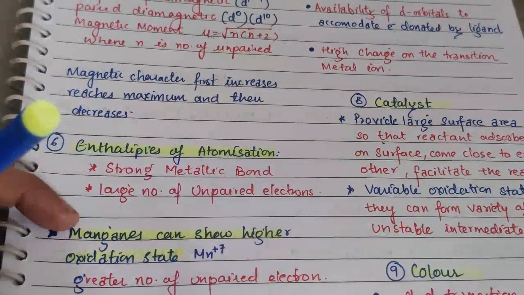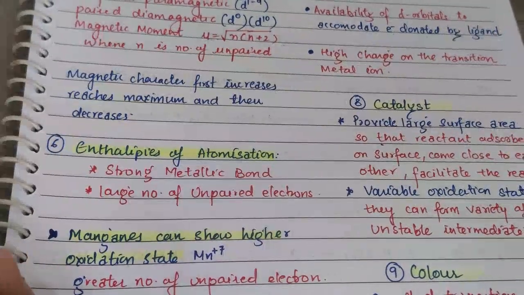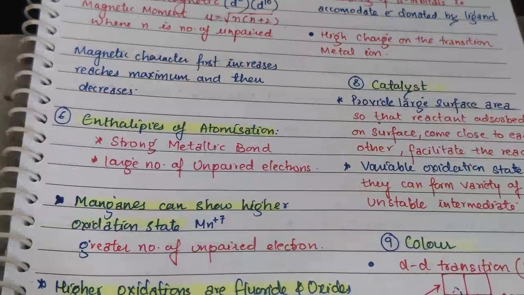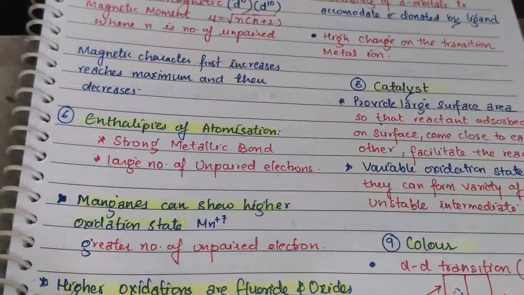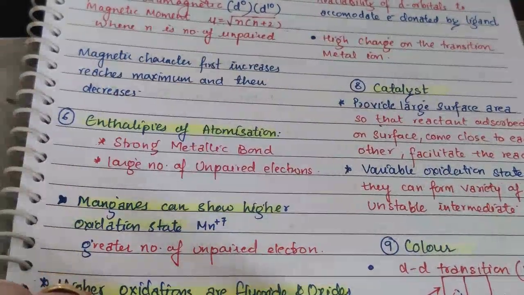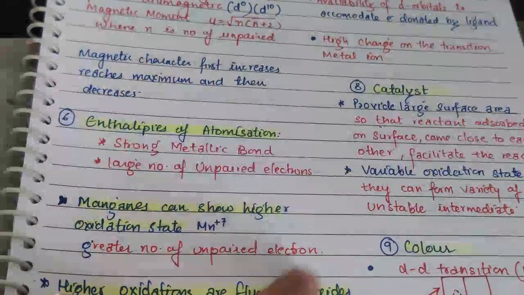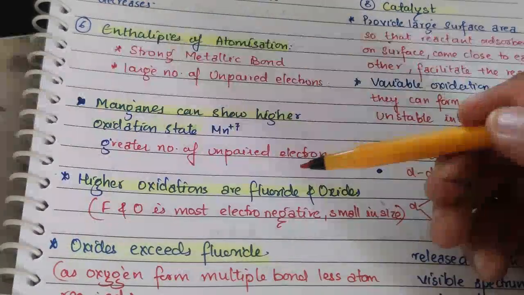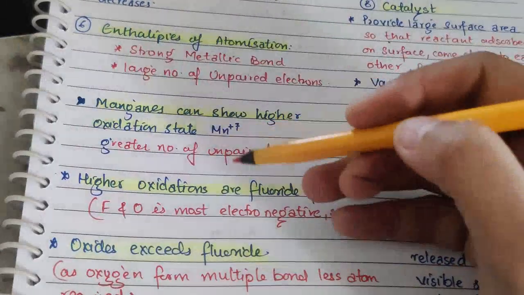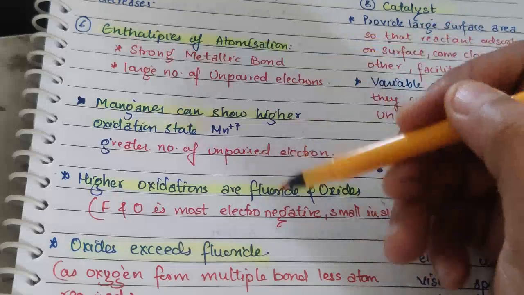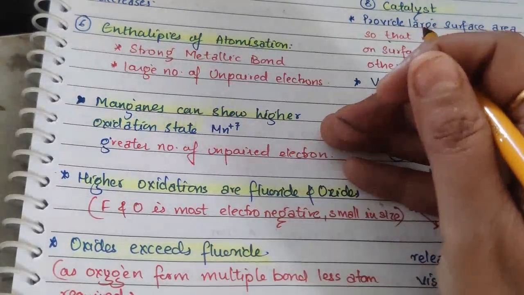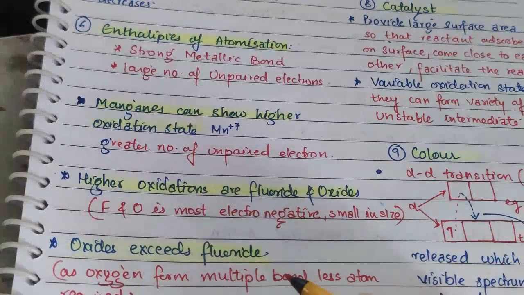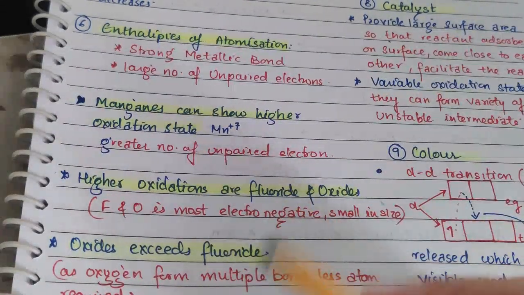Now, the higher oxidation state always exists in fluoride and oxide only. Why? Because fluorine is highly electronegative and oxygen also is highly electronegative. In comparison to fluoride, oxide maximum exists because it can form multiple bonds. So there are two answers for this. First, what is the common point between the two? Both are the most electronegative and small in size, but in the case of oxide, it exceeds the fluoride. Reason? Because it can form multiple bonds. So these two are very important questions.